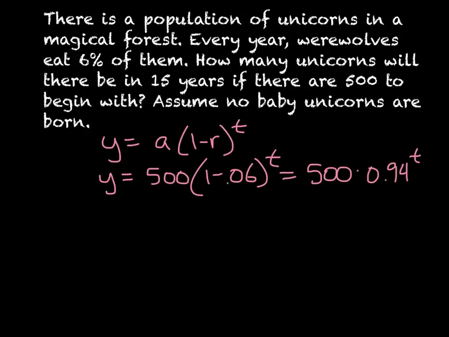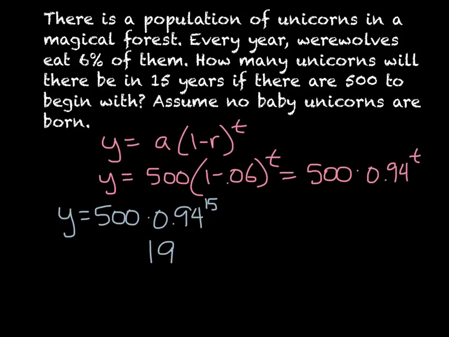If we want to know how many unicorns in 15 years, all we have to do is plug in t equals 15, so y equals 500 times 0.94 to the 15th. And we find out that there are about 198 unicorns remaining.